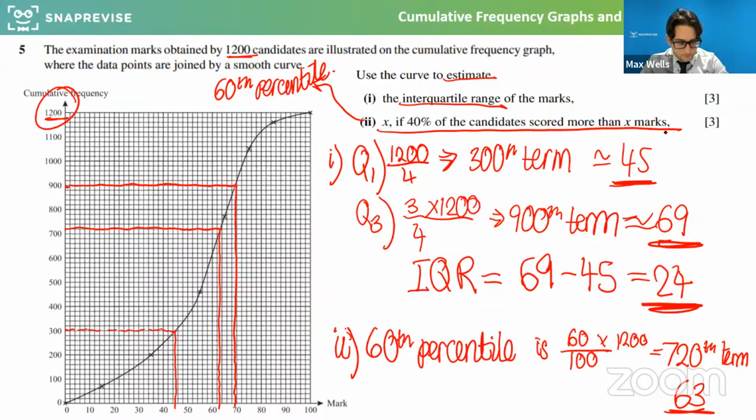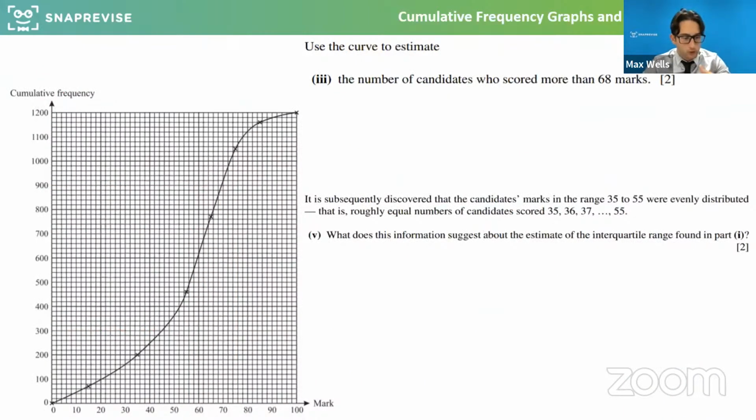So I'm going to move on, but do feel free to ask and check anything as we go. What I'm going to do now is another really good follow-up question on this sort of thing. Because again, we've got to look for those quirky kind of questions in the exams that catch people out. So for example, for this one here, the question says, use the curve to estimate the number of candidates who scored more than 68 marks. Okay, so this is just flipping the scenario the other way round.